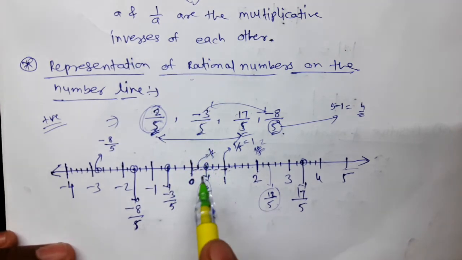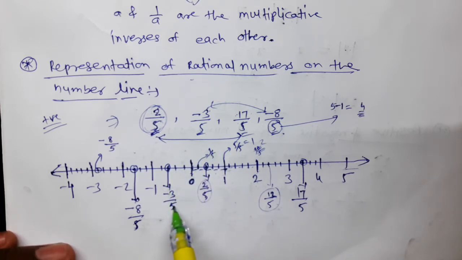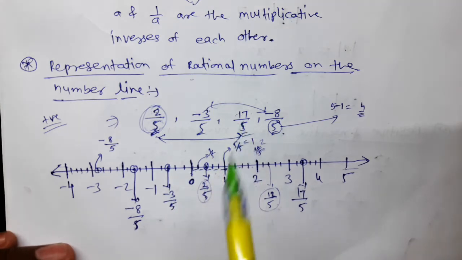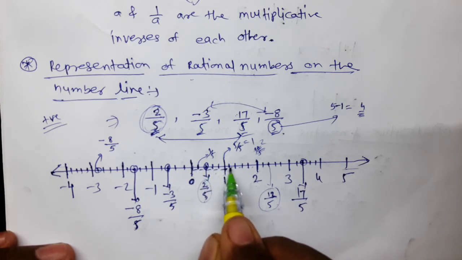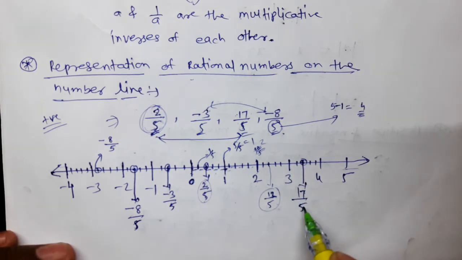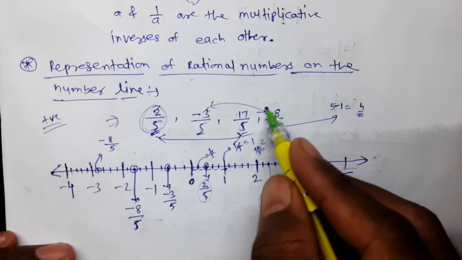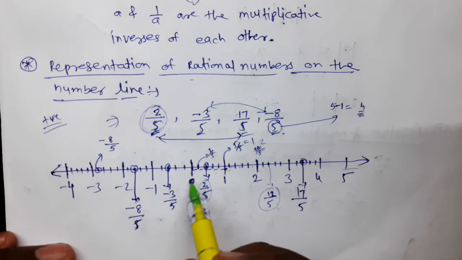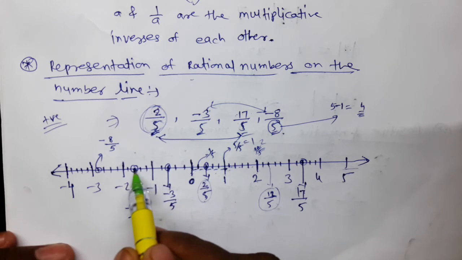Minus 3 by 5 is there, so on the left-hand side of 0, the third line. 1, 2, 3, we should leave 0. Minus 3 upon 5. 17 upon 5, the 17th line to the right-hand side of 0. So 1, 2, 3, 4, 5, 6, 7, 8, 9, 10, 11, 12, 13, 14, 15, 16, 17. 17 upon 5. Then minus 8 upon 5. We have to count on the left-hand side of 0. So 1, 2, 3, 4, 5, 6, 7, 8.